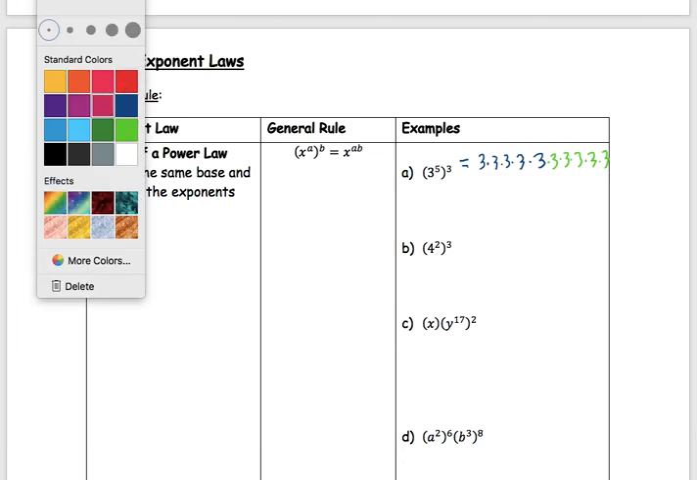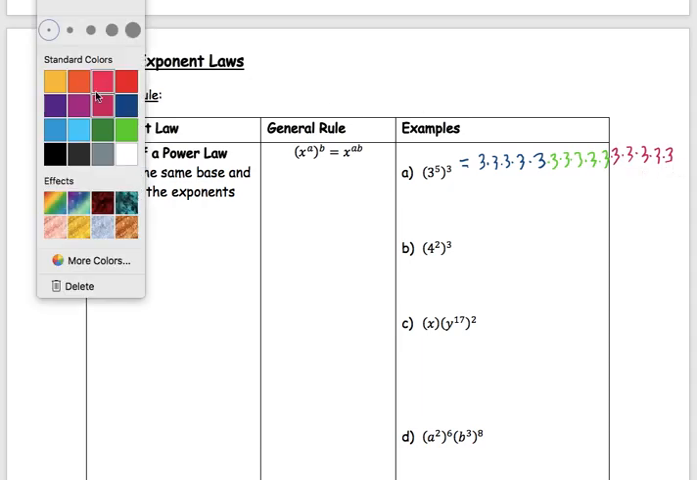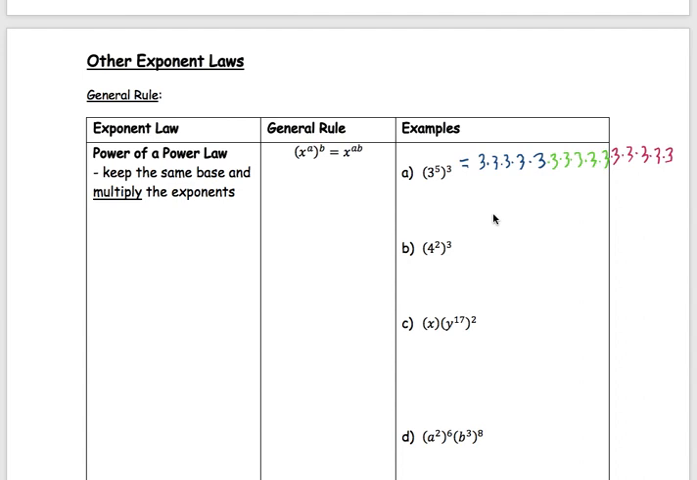Okay, so then we'll go through here. There's the first set of 5. Here's the next set of 5, and there's the last set of 5. So that's what's happening there. So when we clean this all up, you're noticing, oh, it's 3 to the 15.